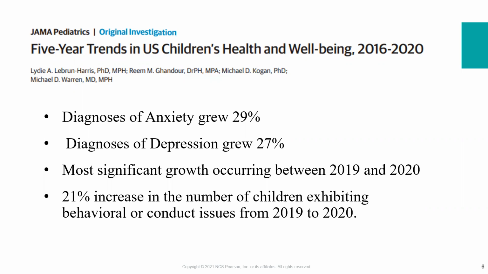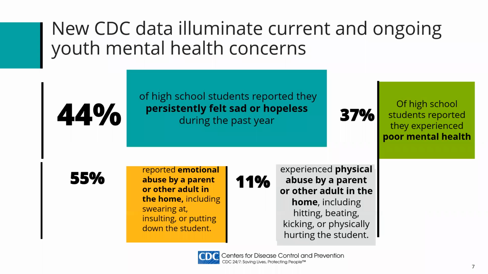The study also indicated a 21% increase in the number of children exhibiting behavioral or conduct issues between 2019 and 2020. So before the pandemic, mental health was getting worse among all students, including our high school students, according to that prior CDC data. More recent data indicates growing concerns. A recent survey of high school students throughout the country indicates 44% reported they persistently felt sad or hopeless during the last year. So let me reiterate that.